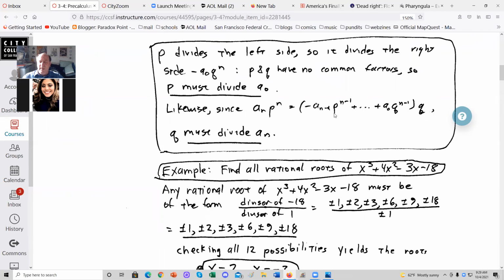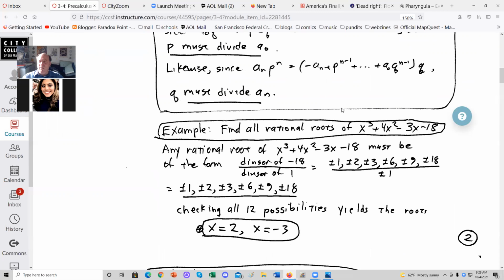So for example, what are all the possible rational roots of x cubed plus 4x squared minus 3x minus 18? Any rational root must be of the form of a divisor of negative 18 divided by a divisor of 1. Well, there are only so many divisors of 18, and there are only two divisors of 1. So it's plus or minus 1, or plus or minus 2, or plus or minus 3, or plus or minus 6, or plus or minus 9, or plus or minus 18, all over plus or minus 1. In other words, it's just plus or minus 1, 2, 3, 6, 9, 18.